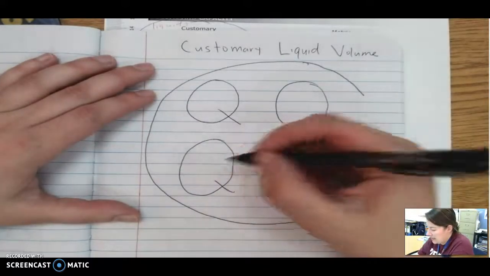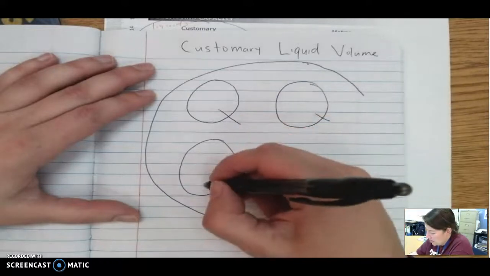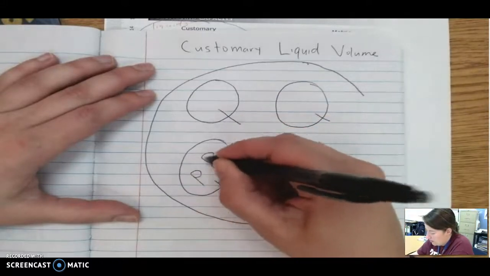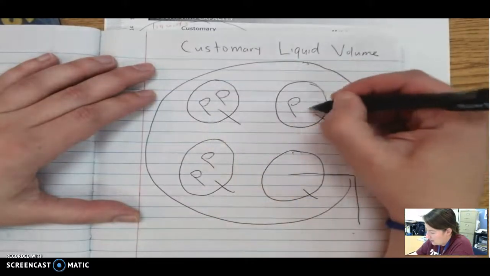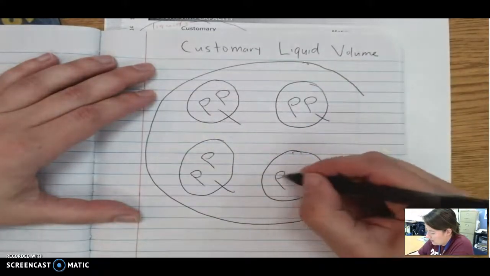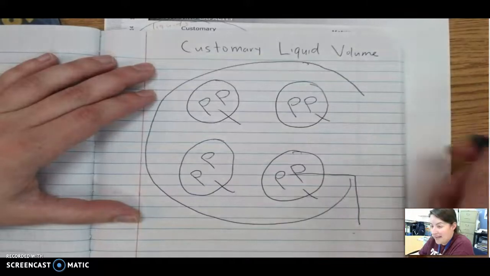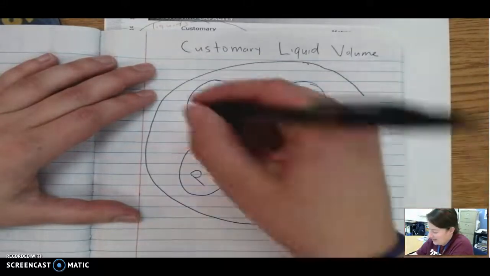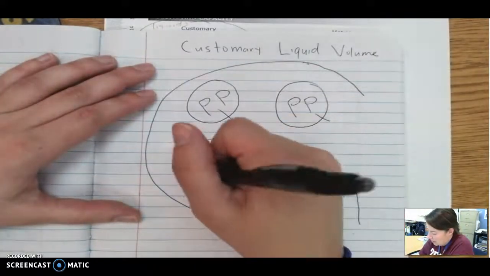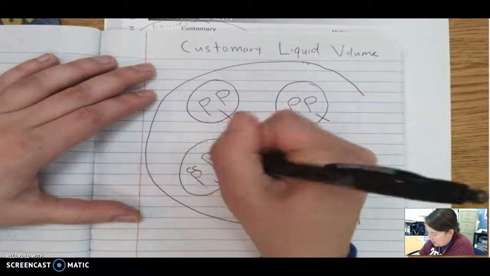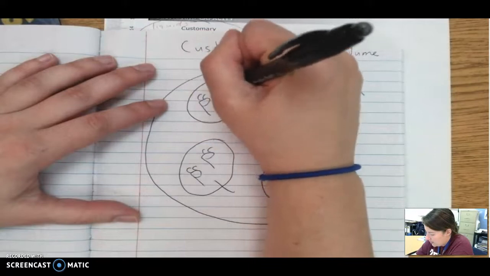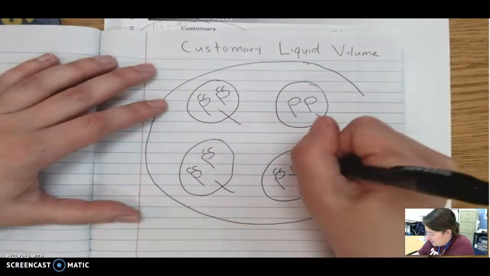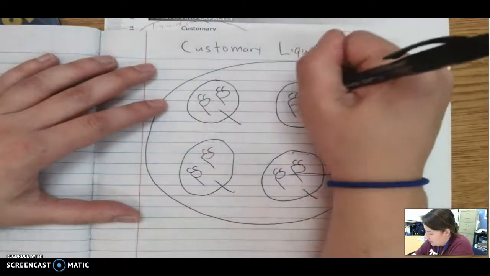Now, inside each quart, there are 2 pints. Put 2 pints. Now, inside each pint, there are 2 cups. I'm just going to kind of put them on top, kind of like little eyelashes almost. So for each pint, there are 2 cups.